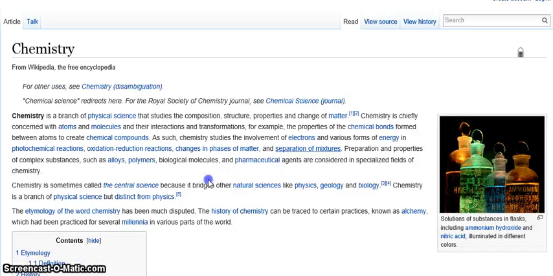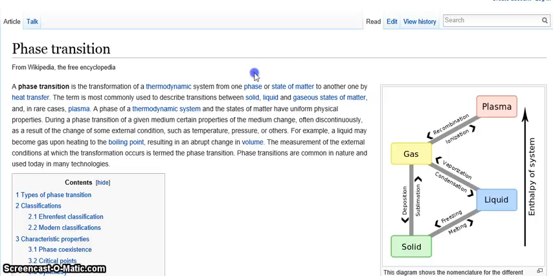Next, we have changes in phases of matter. Those are called phase transitions. These are also ignored by astronomers. It's a transformation of a thermodynamic system from one phase or state of matter to another by heat transfer. In other words, entropy goes up, that's heat going up. If the star cools and goes down, in the theory of stellar metamorphosis, the plasmatic star recombines and becomes a gaseous star, also known as a gas giant.